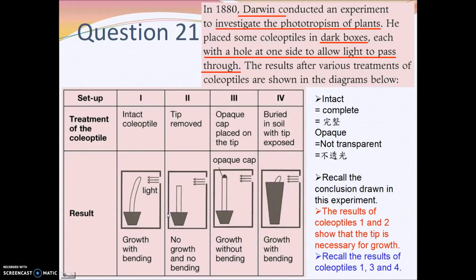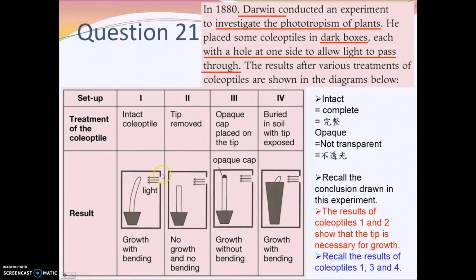So for question 21, actually it is a DSE question. And the main theme of this question is about the nature of science. But apart from this part, we also need to apply the knowledge of analyzing the data, analyzing the result of the experiment. So for this part, we have the Darwin experiment on phototropism.